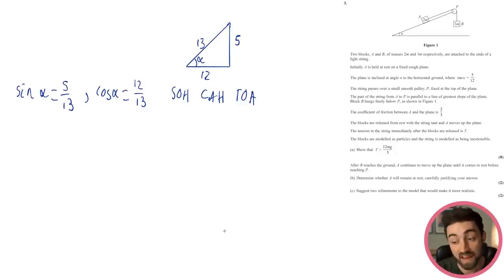The coefficient of friction between A and the plane is 2/3. So that is useful. Let's get that down. Mu, coefficient of friction, is 2/3. Definitely going to have to use that later. Write it down so you're not looking for it in this absolute essay in the question, right? It's there for you now.